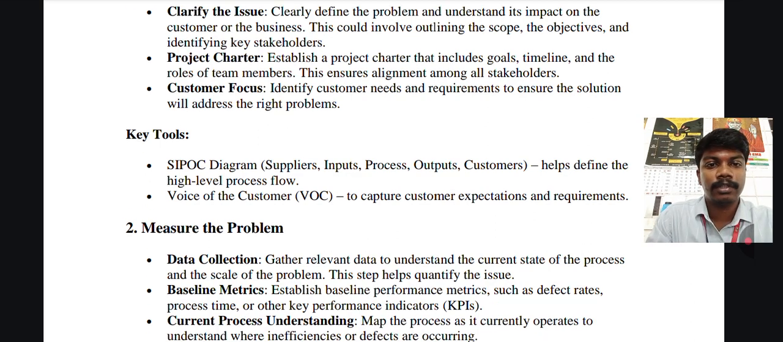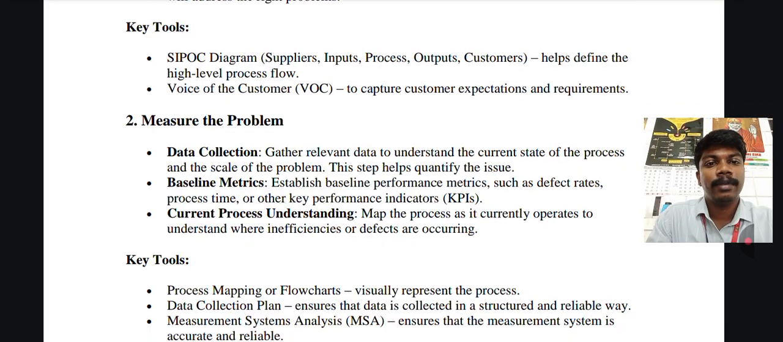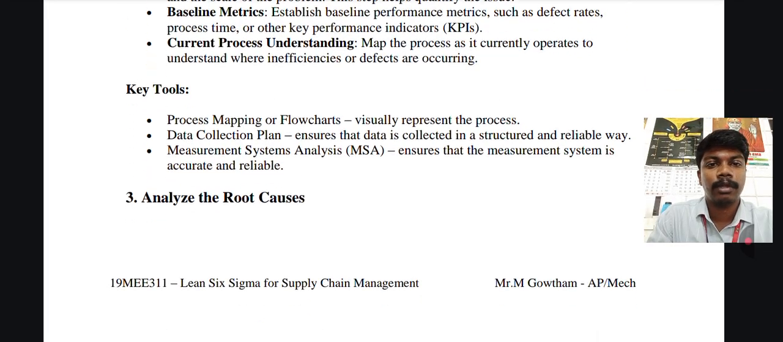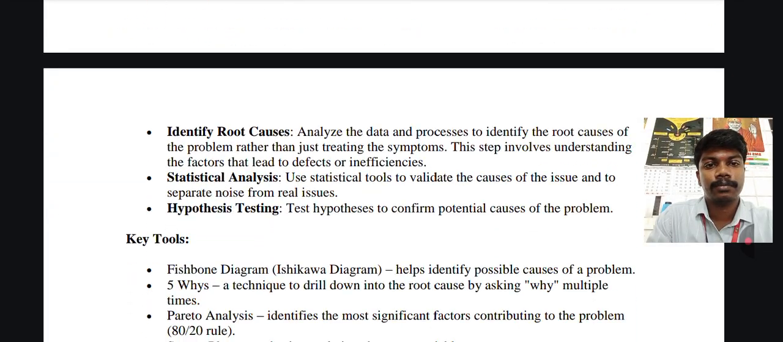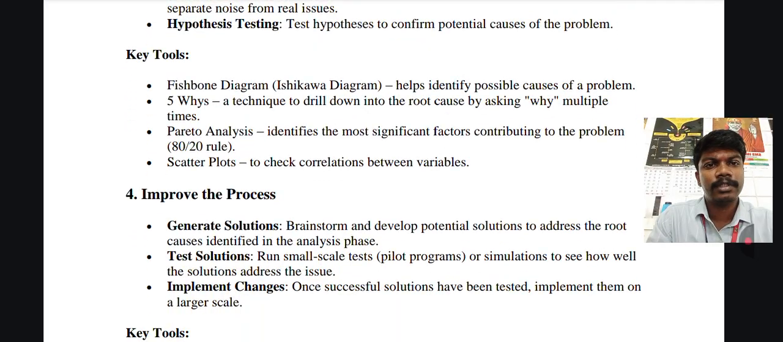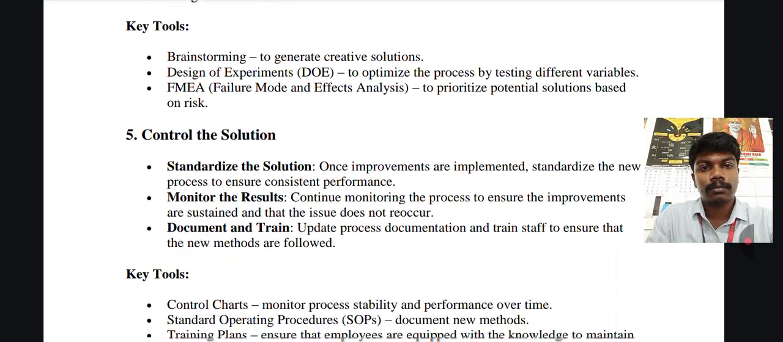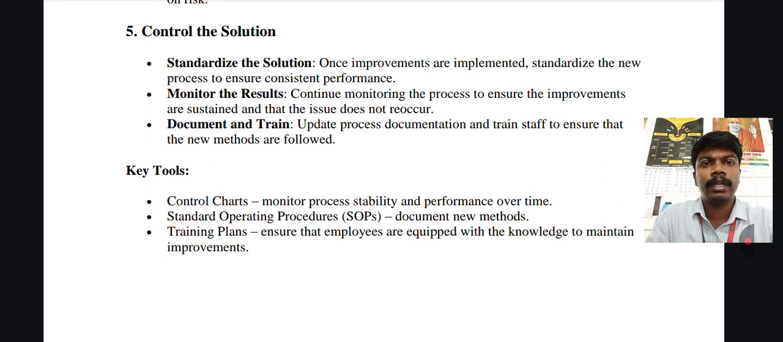Okay, next one is measuring. As I mentioned, data collection and current analysis of the process. Next, analyze the root cause. As I mentioned earlier, five whys analysis, response diagram, pattern analysis, and scatter plot also we find out. Finally, we move on to control solutions: standardize the solution, monitor the results, documentation, and training.